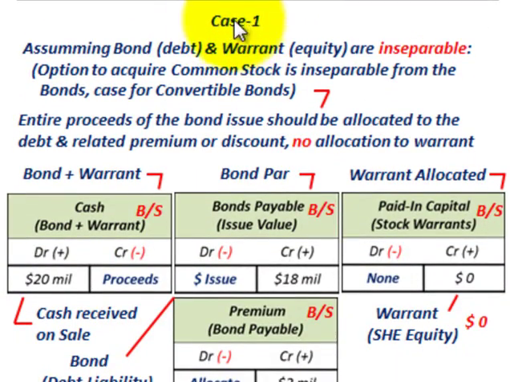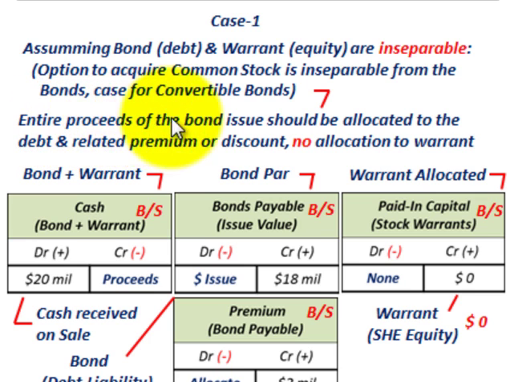Okay, so let's look at case 1. This is where we're assuming that the bond debt and the warrant equity are inseparable. The option to acquire common stock is inseparable in this case from the bonds. This would be the case for convertible bonds. Now we're going to be looking at allocating the proceeds that we received on the sale of these bonds with the warrants.